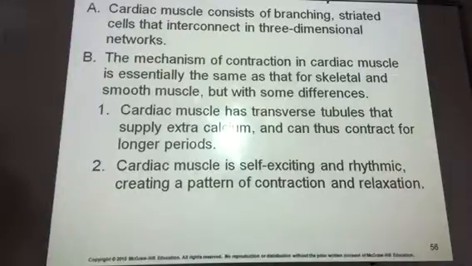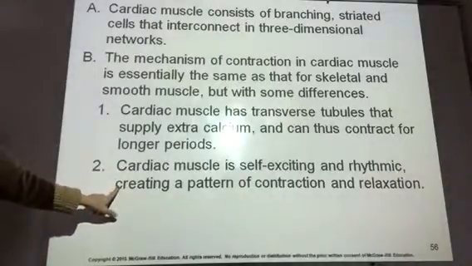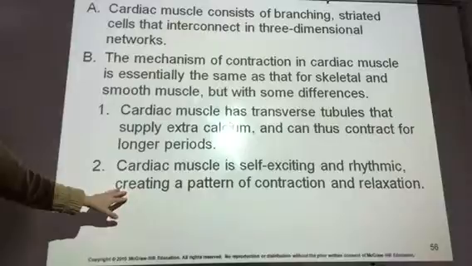Cardiac muscle is also self-exciting. There's an SA node that controls the rhythm of the heart, so that comes from within the heart. It's a rhythmic and very specific contraction and relaxation rate for your heart. If you hear of somebody that has an irregular heartbeat, then this pattern for some reason has been disrupted, and that's typically not a good thing.